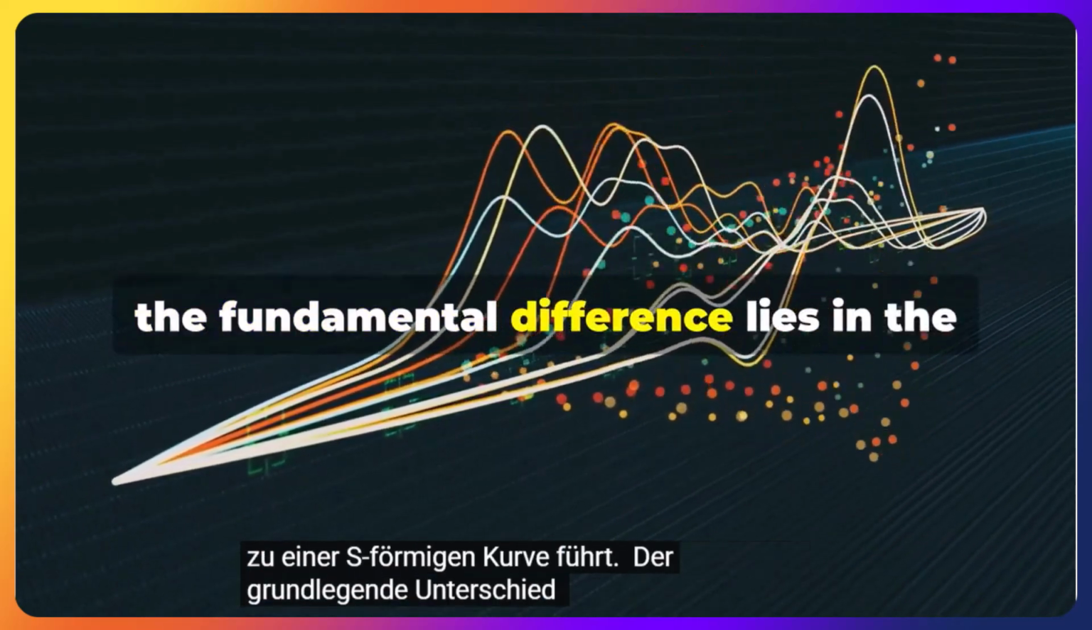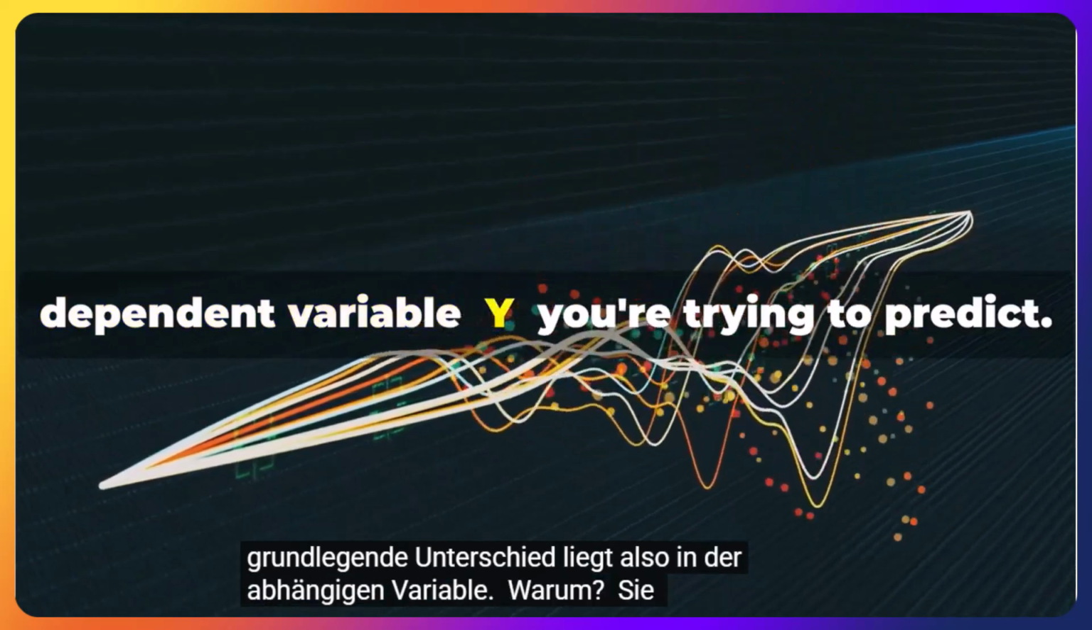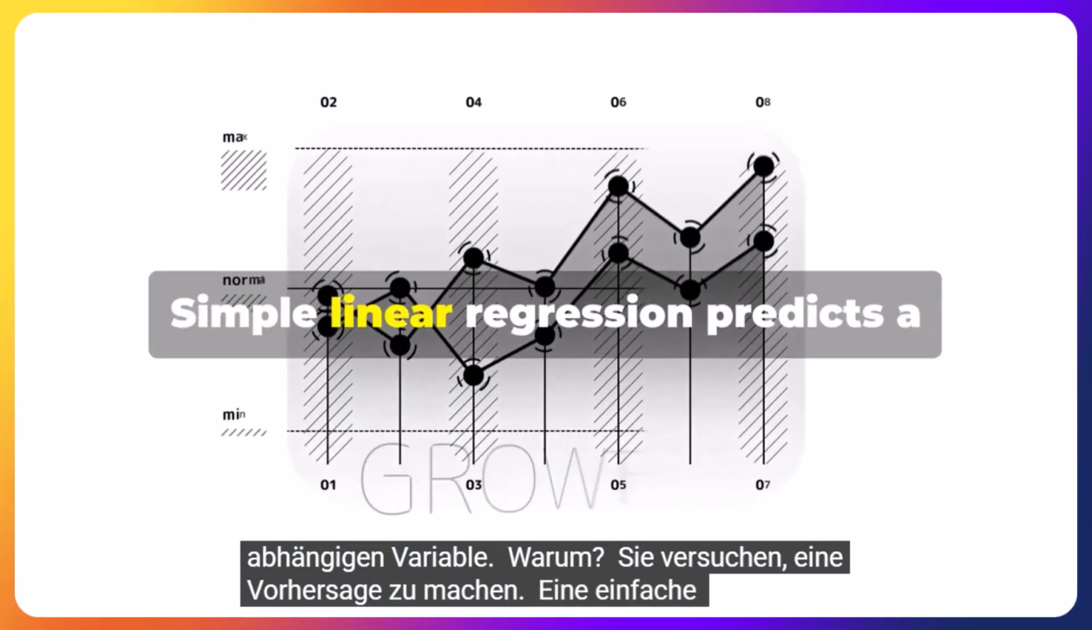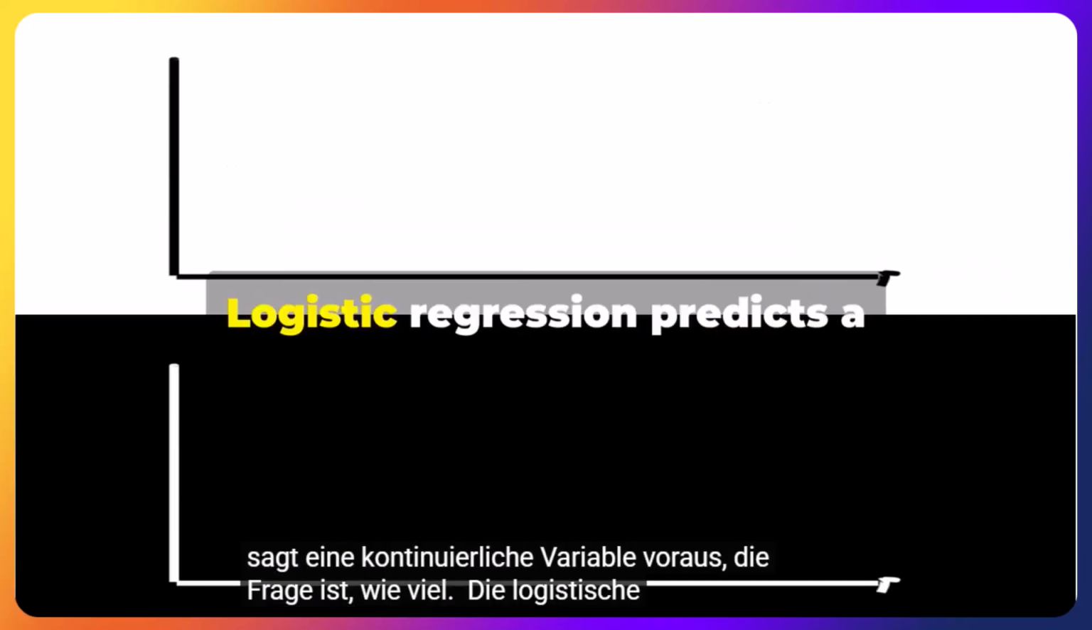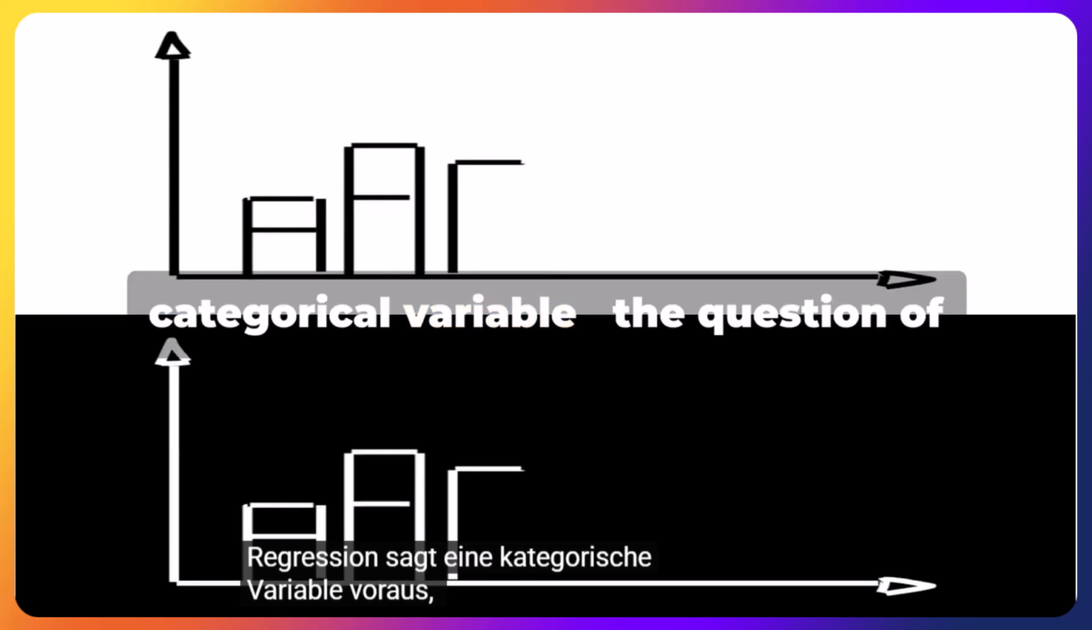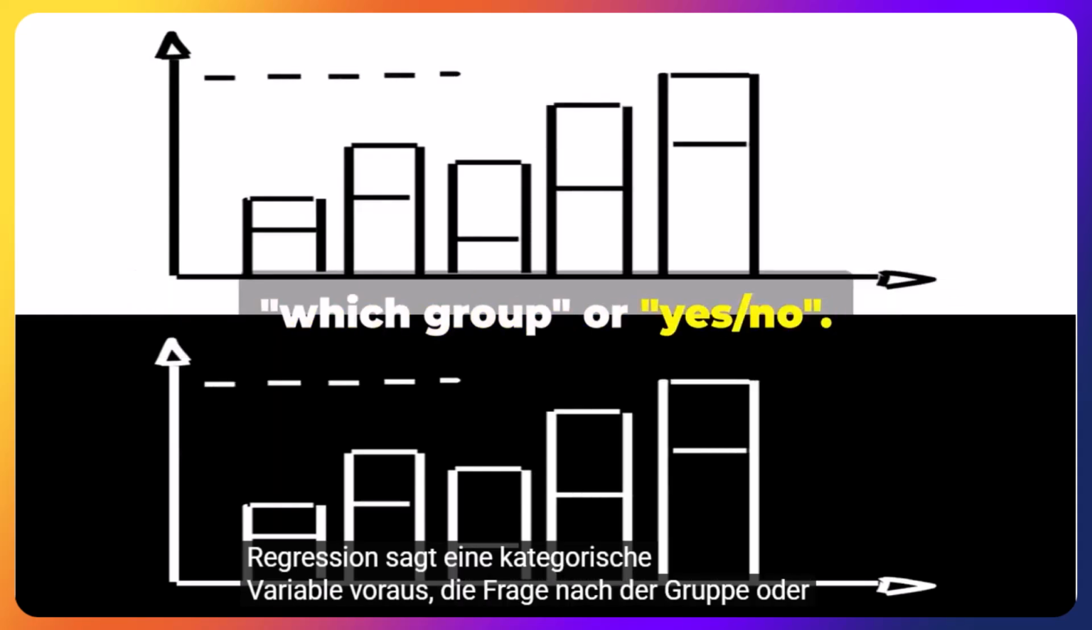So, the fundamental difference lies in the dependent variable, y, you're trying to predict. Simple linear regression predicts a continuous variable, the question of how much. Logistic regression predicts a categorical variable, the question of which group or yes/no.